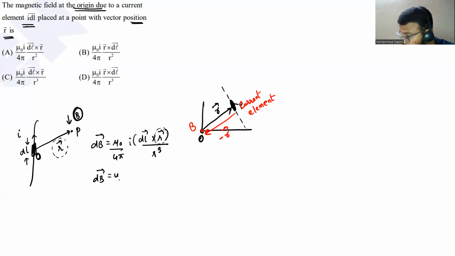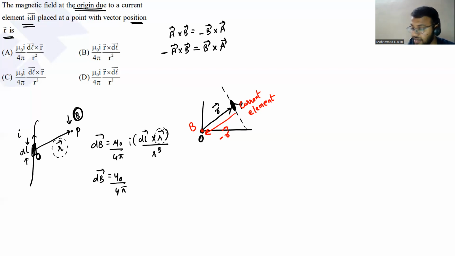So therefore, this is going to be mu naught by 4 pi I into dl cross minus r. So how much is dl cross minus r? You know this relation. A cross b is equal to, not b cross a, it is equal to minus b cross a, isn't it? Or minus a cross b is equal to b cross a. Minus of a cross b is equal to b cross a. So similarly here, since R is becoming minus R, so dl cross minus R. So what will this become, people? dl cross R with minus R is nothing but minus of dl cross R, and that is equal to what? R cross dl. Did you understand?